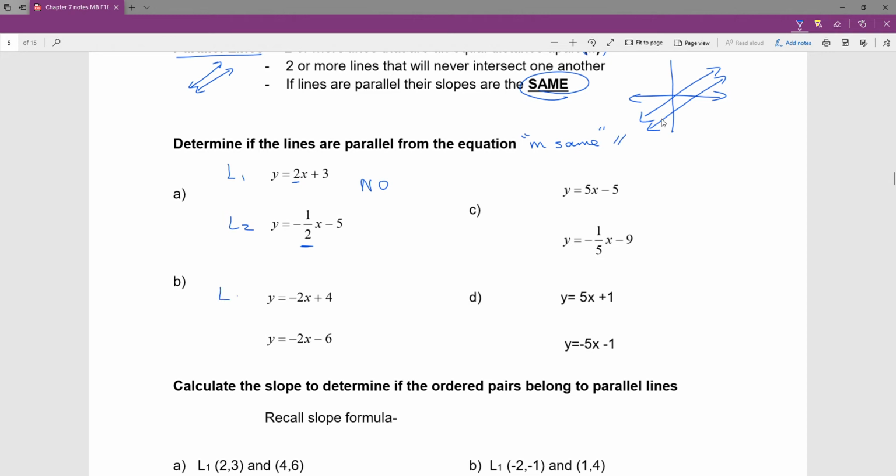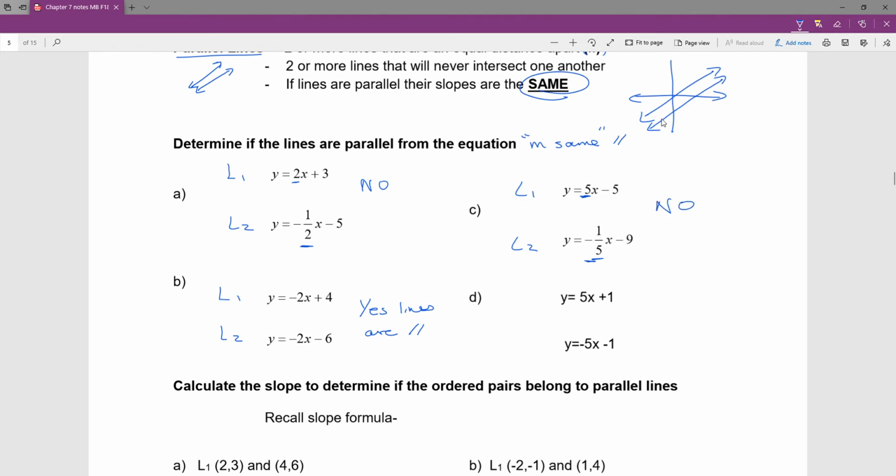Okay, so B, line 1 and line 2. When I take a look at these two equations, I can see that they have the same m value. They have the same coefficient on the x term. And so that tells me that yes, the lines are parallel. For C, when I take a look at line 1 and line 2, two different equations, I understand from my slope-intercept form that that is defining the slope of my line. And if they aren't the same, then no, the lines are not parallel.